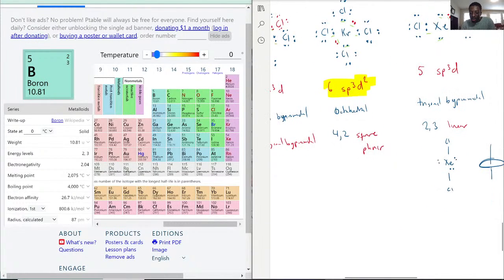The reason this is square planar is because you have the krypton in the center, and then you have the chlorines in the x-axis part, where it literally forms a square. I can't draw this line properly.